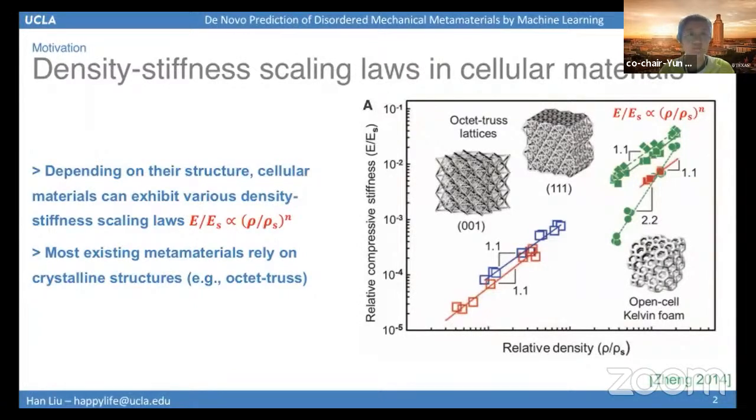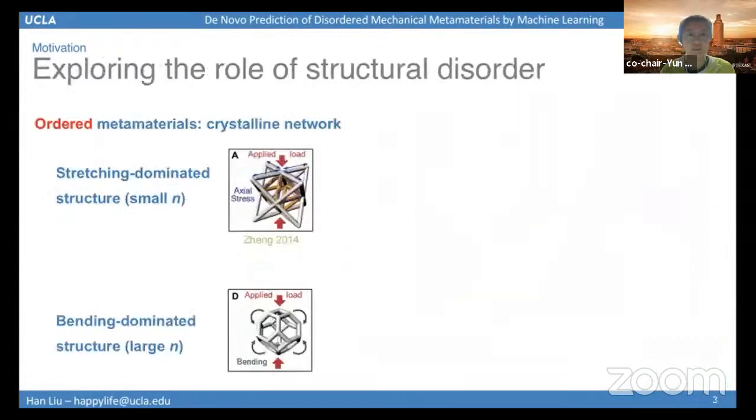Up to date, most existing mechanical metamaterials rely on crystalline structures. It has been revealed that upon axial loading of ordered metamaterials, structures exhibiting bond stretching dominated response favor small exponent n, while structures exhibiting bond bending dominated response result in larger exponent n. For ordered metamaterials, the pattern of crystalline networks offers a primary degree of freedom to tune mechanical behaviors.